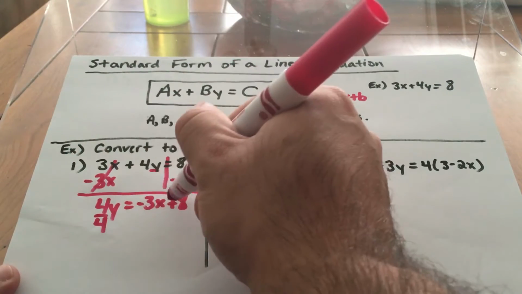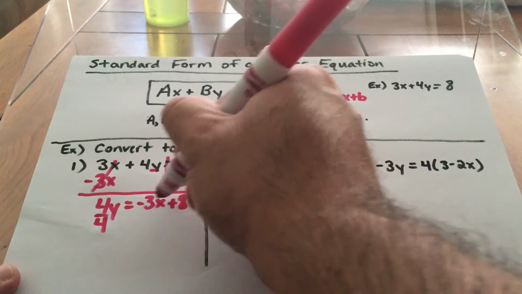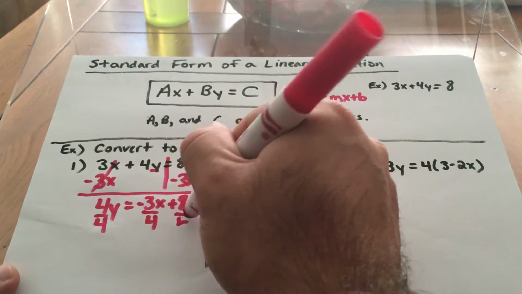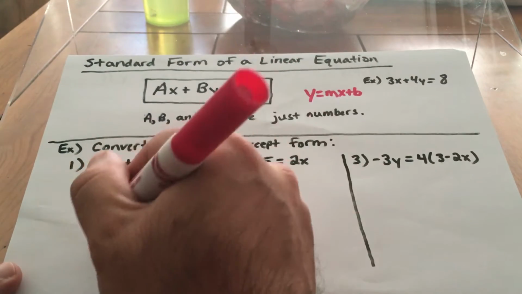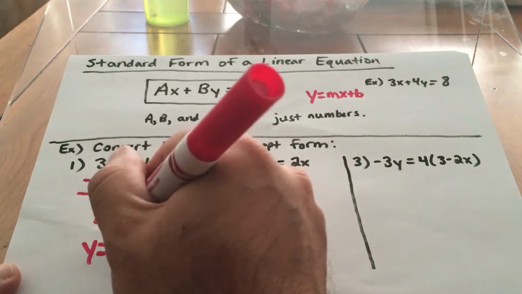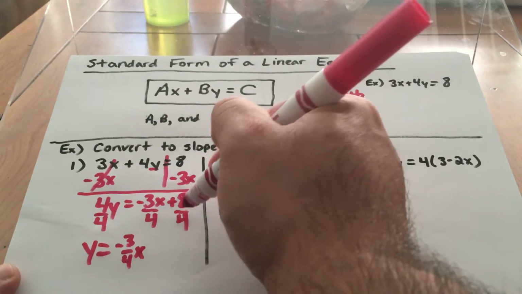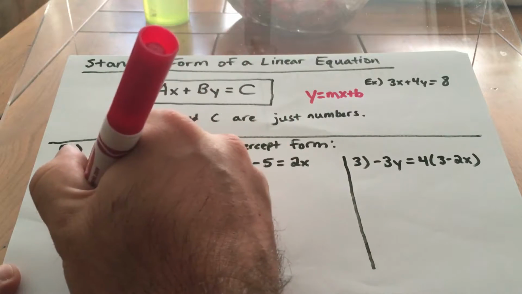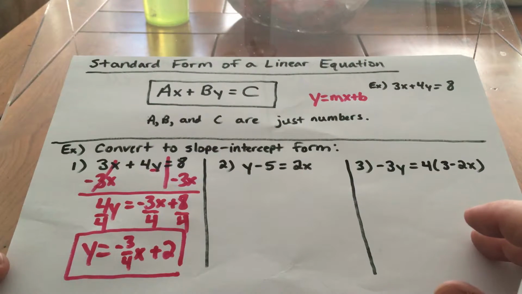Now remember, when you're dividing by 4, since these are two separate terms, you have to divide 4 into both of those terms. So this will be divided by 4, this will be divided by 4. Or you can put one big line and divide by 4 like that. Notice 3 over 4 doesn't reduce, so we can leave that as negative 3/4 x. And then 8 divided by 4 is 2. So our slope-intercept form for this equation is y equals negative 3/4 x plus 2.